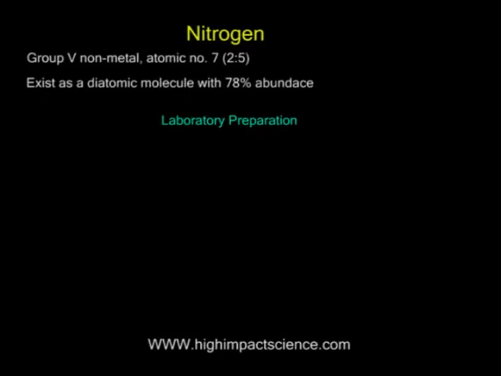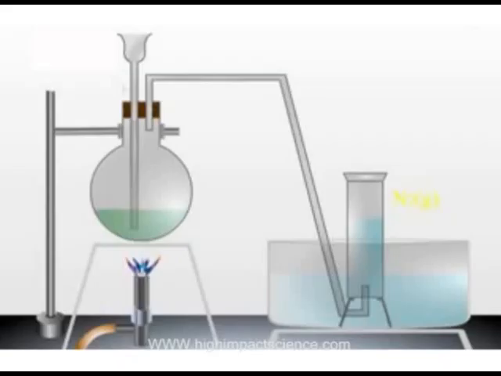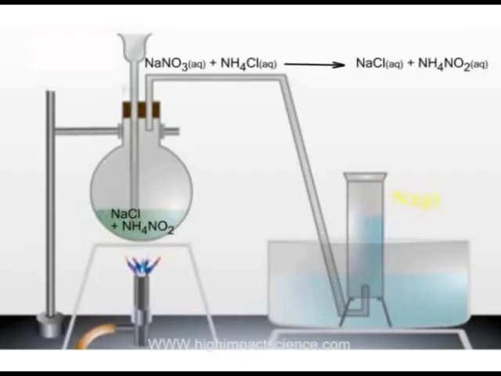In the laboratory, nitrogen is prepared by heating a solution containing equal amounts of ammonium chloride and sodium nitrite. In this experiment, sodium nitrite reacts with ammonium chloride to form ammonium nitrite. This is an example of a double decomposition reaction. Ammonium nitrite is unstable and decomposes on heating, giving out nitrogen gas.